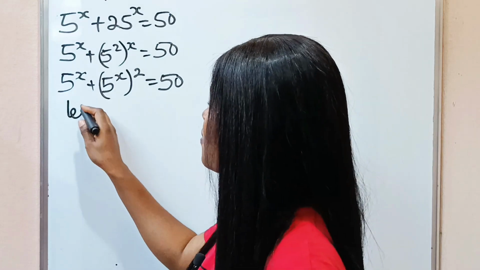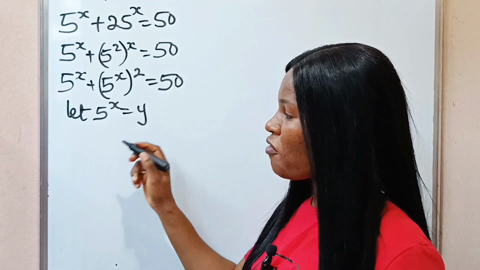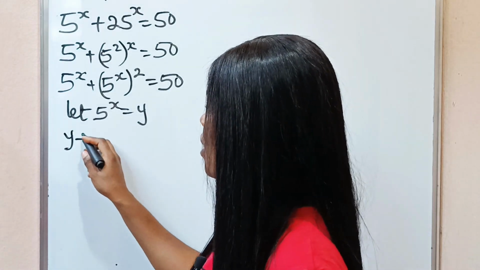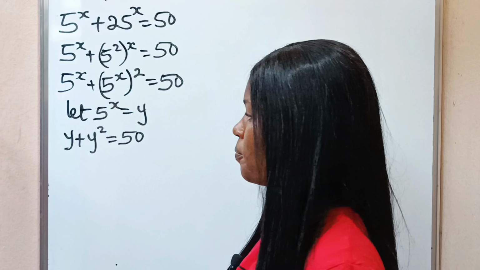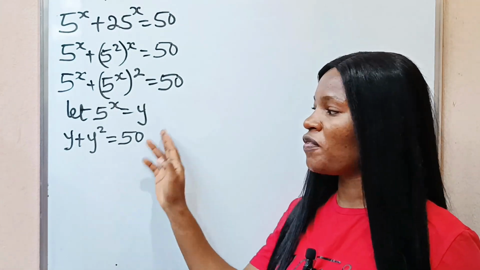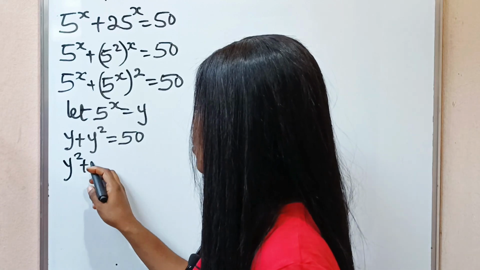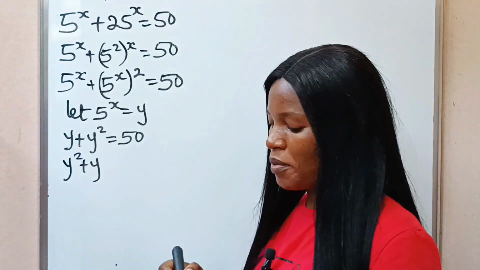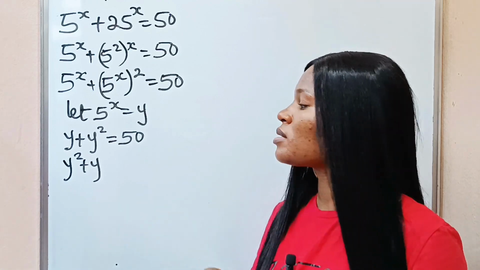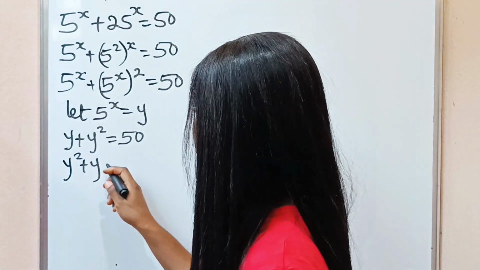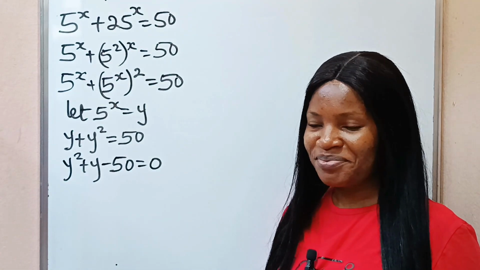So we can say let 5 to the power of x be equal to y. Therefore, we can write y plus y squared is equal to 50. Okay, now let's bring this 50 inside. If we bring it inside, we have y squared plus y. I want to bring this to this side because this is a quadratic equation, so our square is supposed to come first, right? So y squared plus y minus 50 is equal to 0.